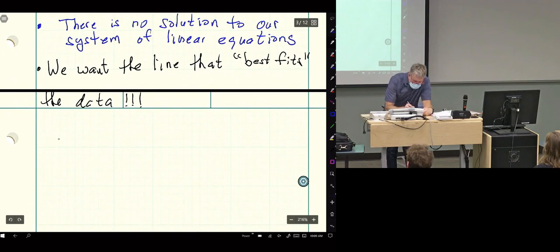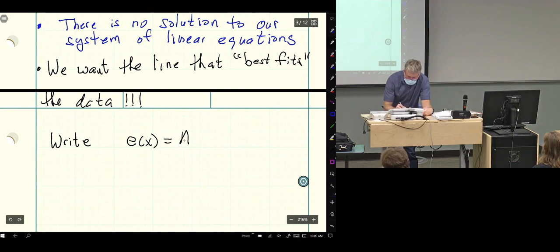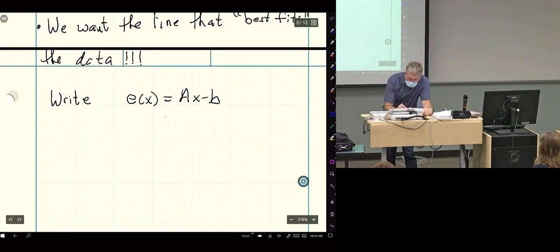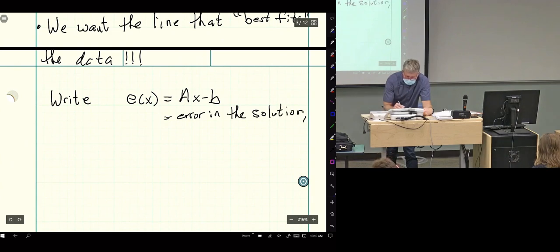Okay, so I'm going to write, and I'm in two minds about my notation, but I think I'm going to call it this. This is a function that depends upon x. I want to write it like that. Okay, so this is the error in the solution. And it depends on the x I choose, right?